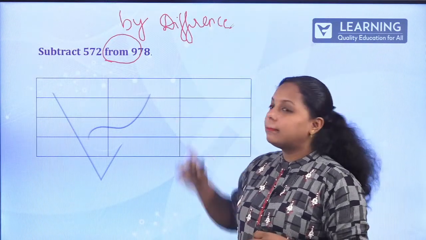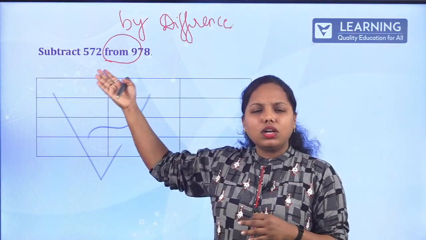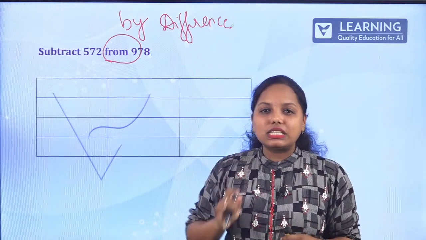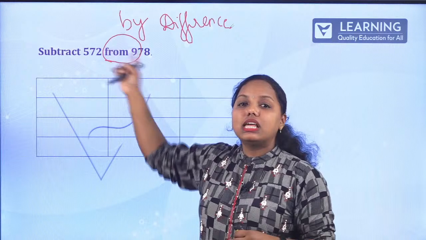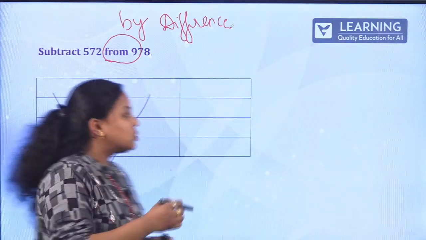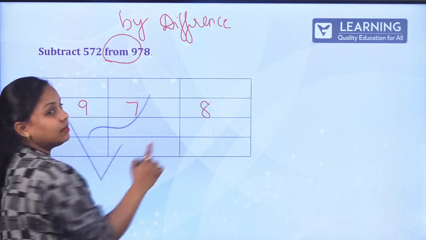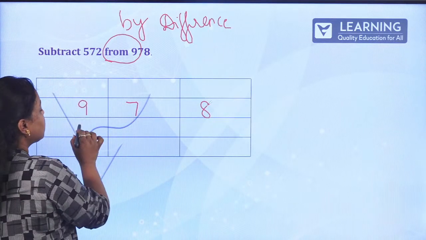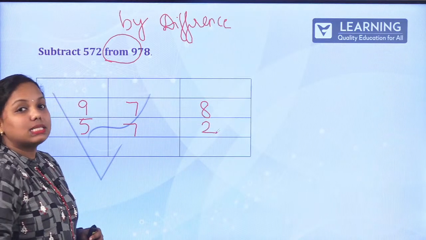Now subtract 572 from 978. You can ask a question, ma'am, it is a smaller number, how to subtract this? Always remember the rule, whenever there is "from", you have to take the last number to the first one. So 978 is the first one. And next, what is the next one? 572. You have to do the subtraction.